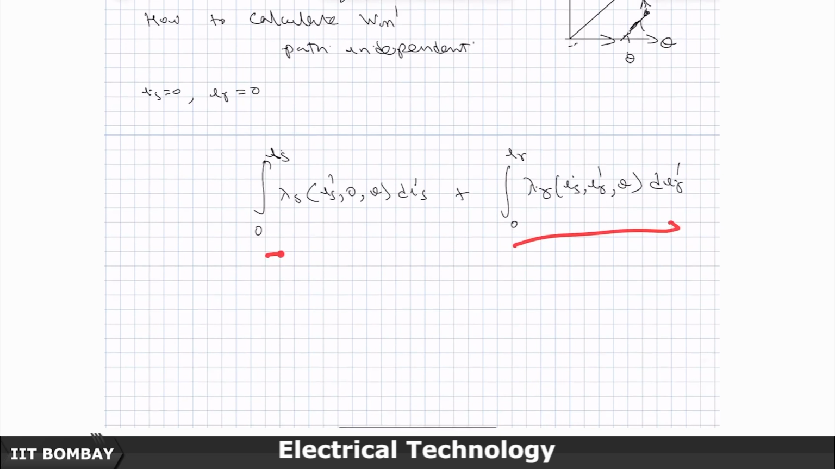So, this is the component of the co-energy due to the stator winding, and this is the component which is going to come due to the flux linkage in the rotor winding. So, these two components are taken care of.